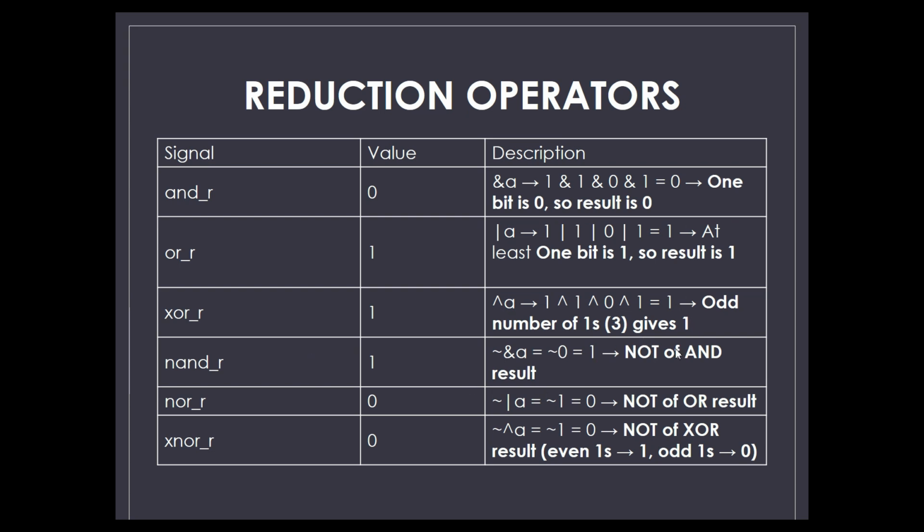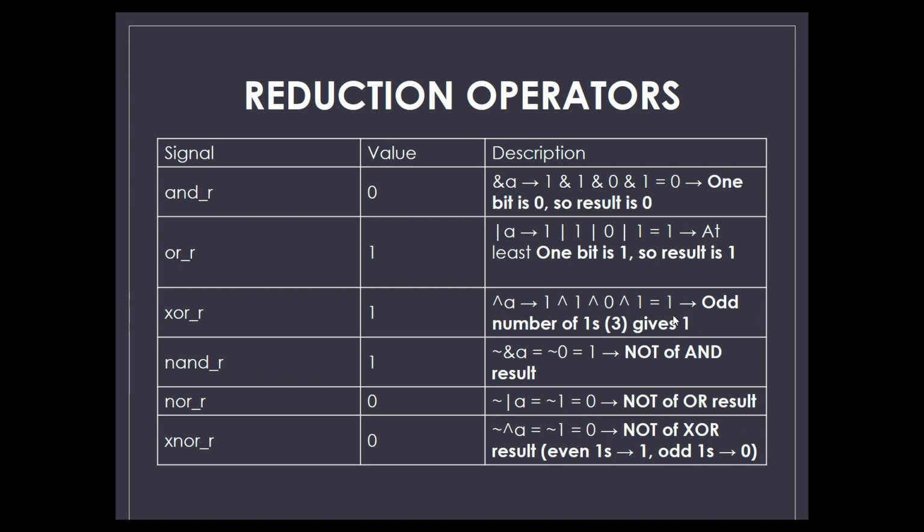Now reduction NAND. Reduction NAND we can just take as not of the AND result. So as the end result we had was 0, then not of 0 is 1. So reduction NAND will give us output 1. Similarly for NOR, we can just take not of the OR result. That is 1, hence the result will be 0. XNOR is just the opposite of XOR, so the output will be 0.